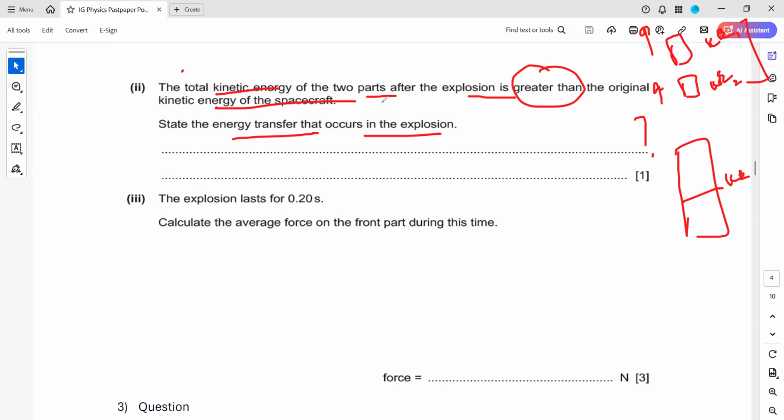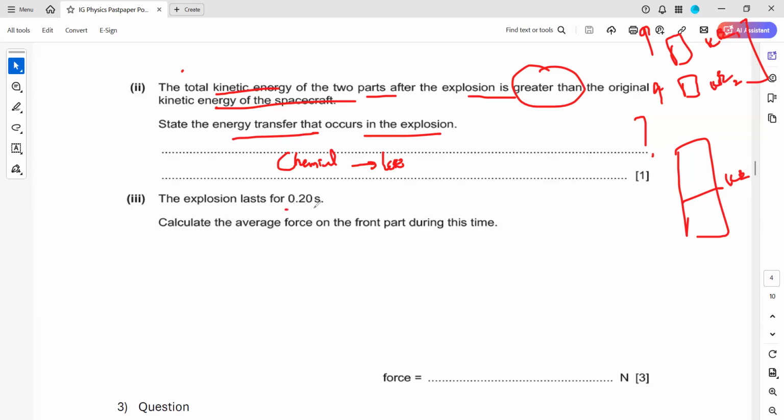So chemical energy changes to kinetic. Like chemical energy, explosion happened because of the fuel. So chemical energy of the fuel turns into kinetic energy. Internal is heat energy. So it's not taking heat energy to move. It is using a fuel, burning a fuel and moving the rocket propel. So that's why for a rocket propulsion, it's always the chemical energy turned into kinetic energy.